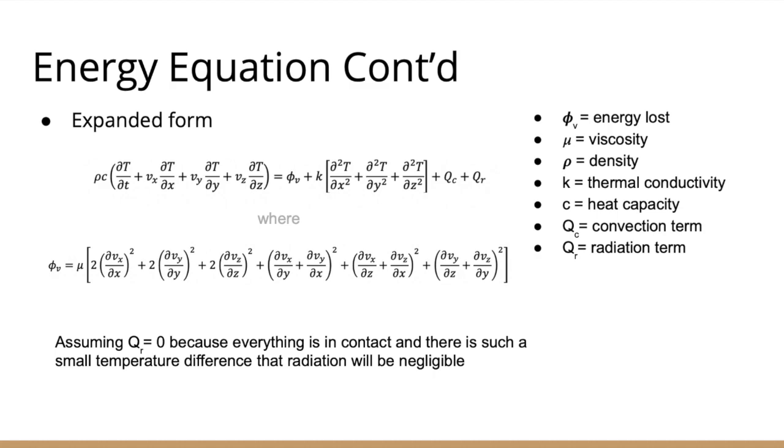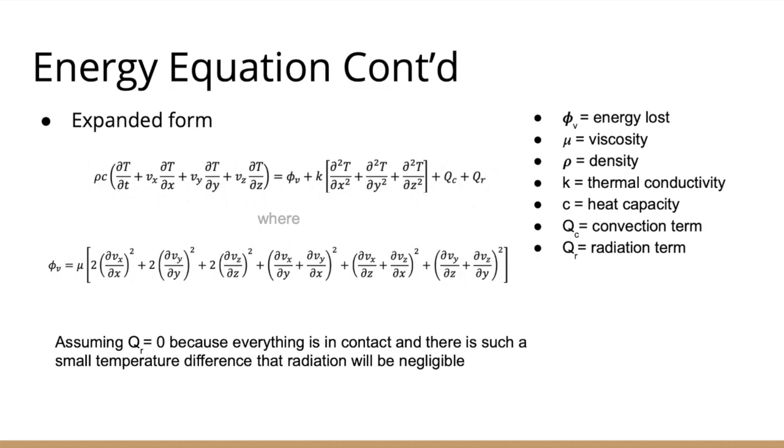The left-hand side of the equation represents the energy being dispersed through the medium, which is the water inside the coil of the heat exchanger in this case. The second section of the equation is phi v, which is the amount of energy lost in the system. The third main section is where K, the thermal conductivity, is multiplied by the second order partial derivatives of temperature in the x, y, and z directions, which is the conduction section.